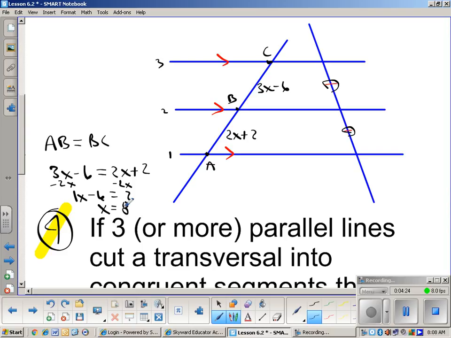And if they asked me to find BC or AB, then I would take that 8 and plug it back in. 2 times 8 plus 2, that's 16 plus 2 is 18. Or 3 times 8 minus 6, 24 minus 6 is 18. Either way, I would get those two sides equal to 18. Okay? Any questions on that? All right?